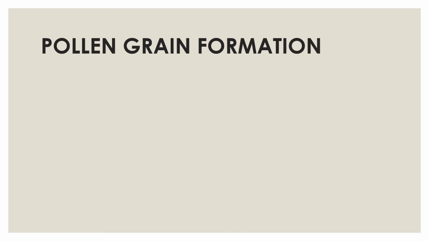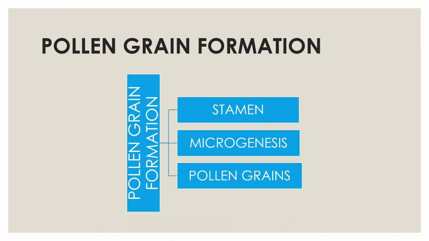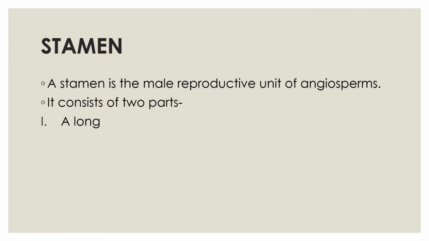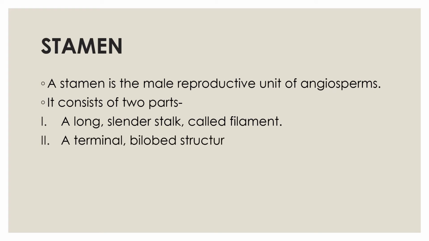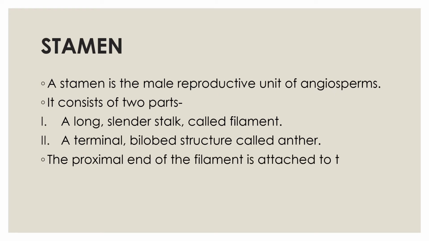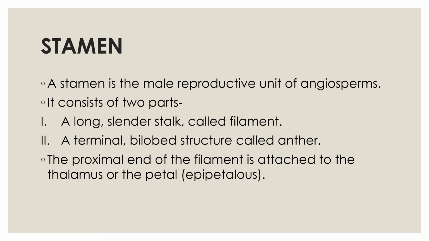Talking about pollen grain formation, it basically comprises the stamen, microsporogenesis and pollen grains. So let us talk about the stamen. As I have already said, a stamen is the male reproductive unit of angiosperms. It basically consists of two parts, a long slender stalk called the filament and the terminal bilobed structure called the anther. The proximal end of the filament is attached to the thalamus or the petal, which is why it is known as epipetalous.